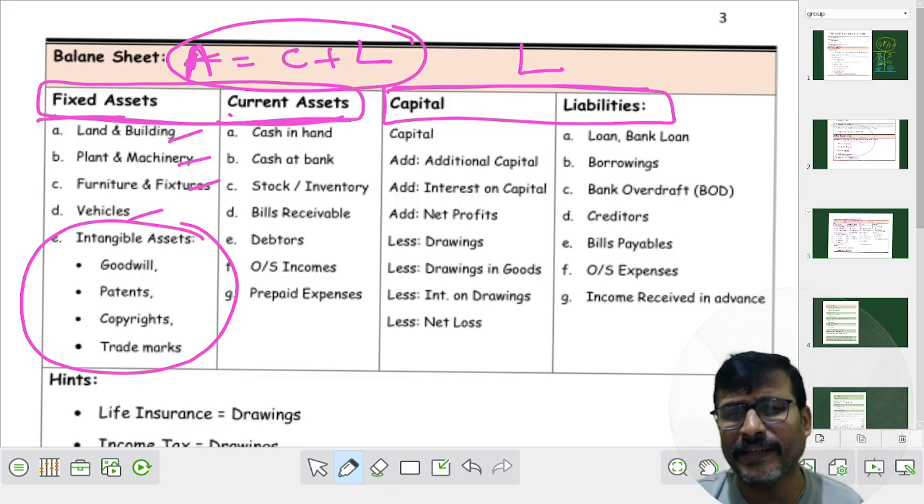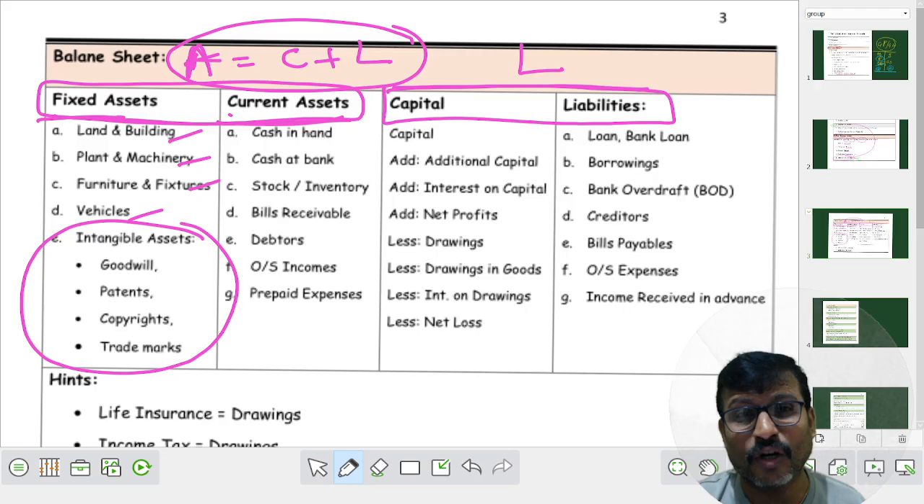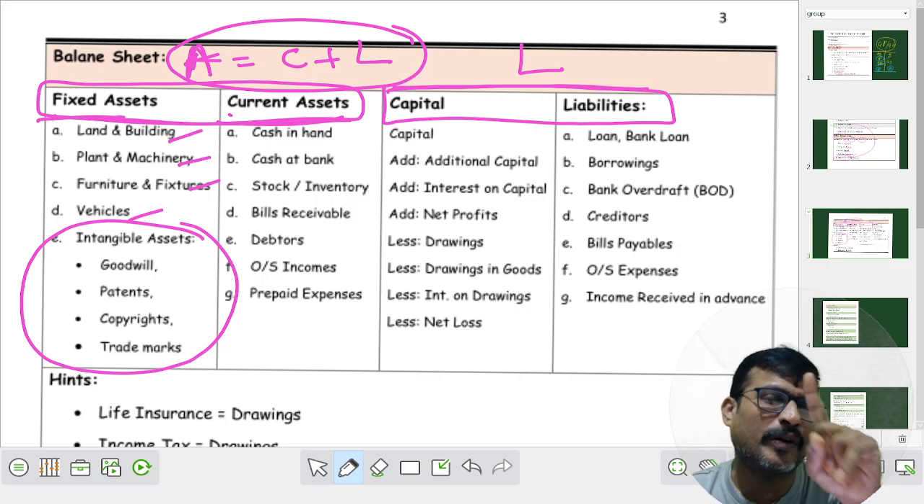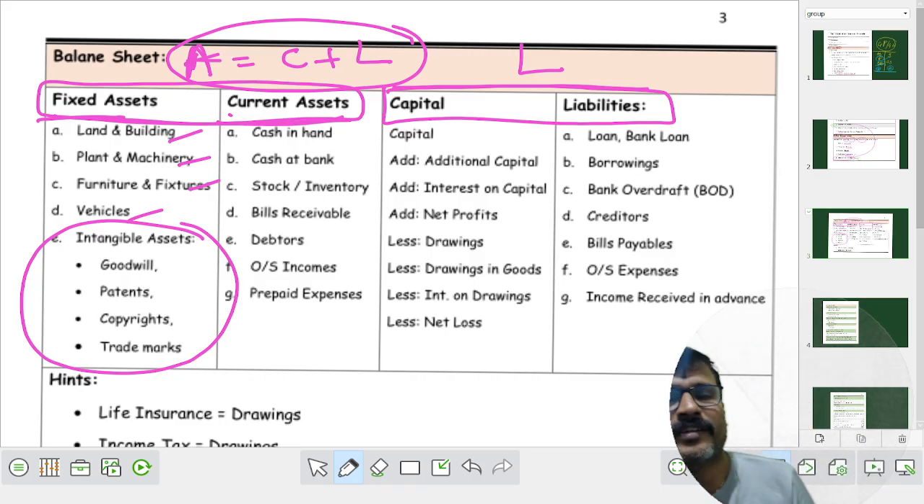They are all intangible assets that we cannot touch. We cannot feel their existence because they have no physical existence at all. But they can be bought and sold, my dear children. That's why they are called intangible fixed assets.